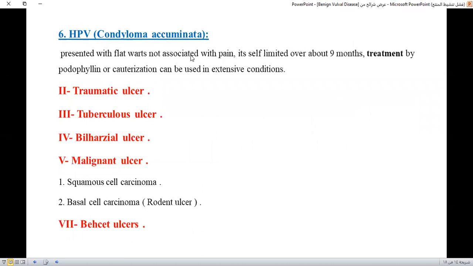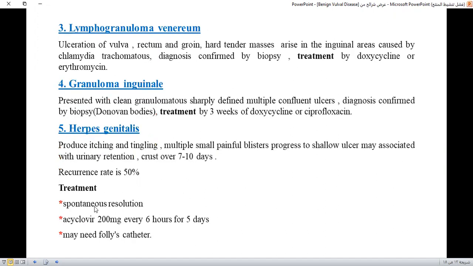Treatment of herpes genitalis may need acyclovir 200 milligram every 6 hours for 5 days or azithromycin. Herpes genitalis differs in that it has a problem with urinary retention, we may need a Foley's catheter, it has a recurrent rate of 50%, and it is treated with acyclovir. So the question is treatment with acyclovir 200 milligram every 6 hours for 5 days and azithromycin. False. We said only acyclovir. Yes.